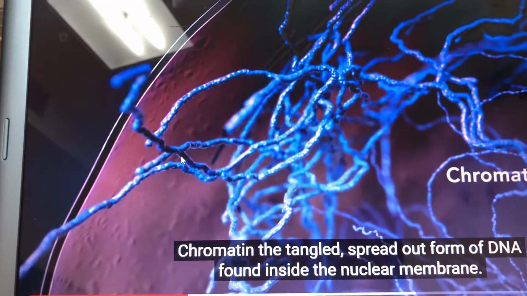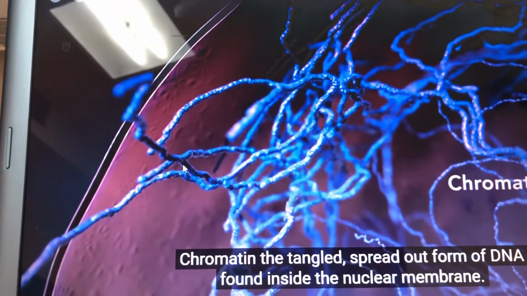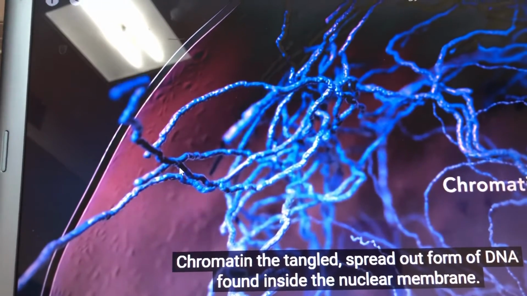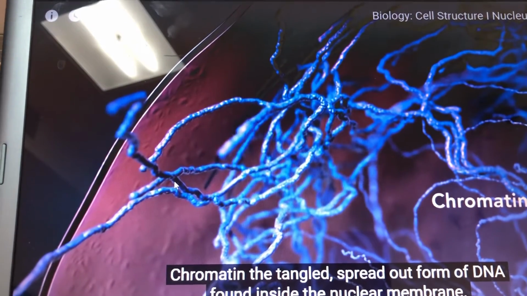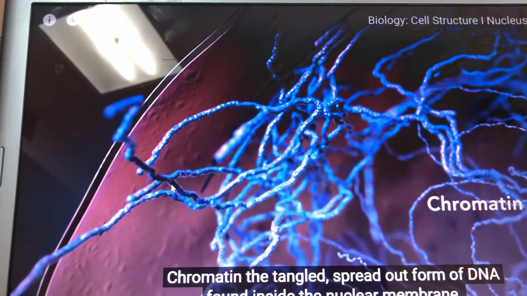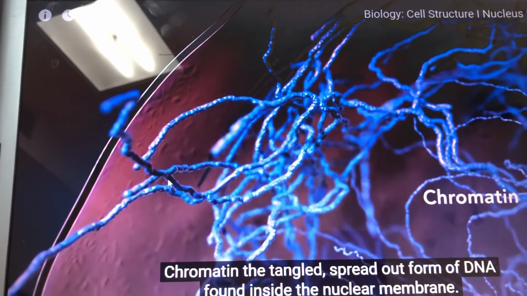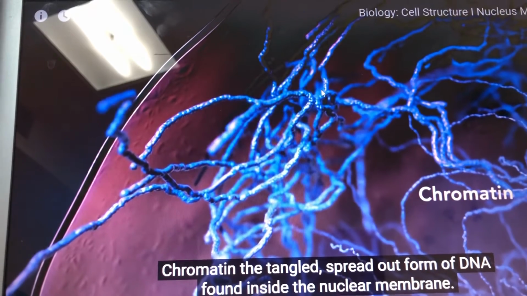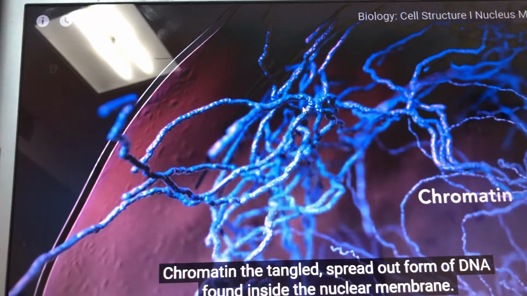And the DNA, we can call it a controller, or the instructor. It gives instructions for the cell, what to do and what the cell needs. It will instruct the cell for everything it needs. So it's a controller of the cell. And this DNA also has the genetic material that gives you your traits and characteristics.